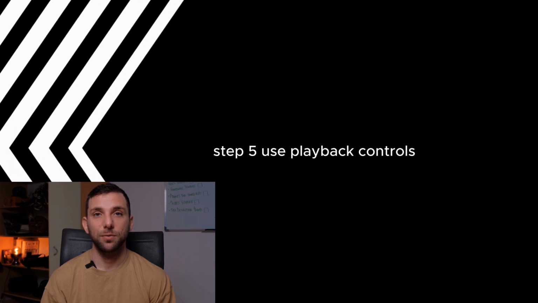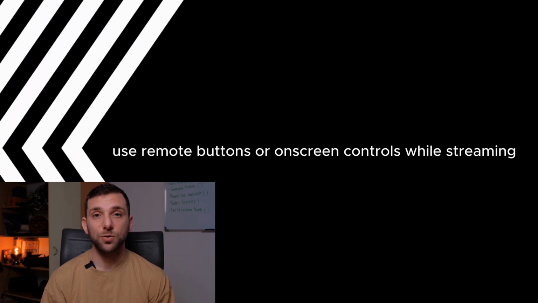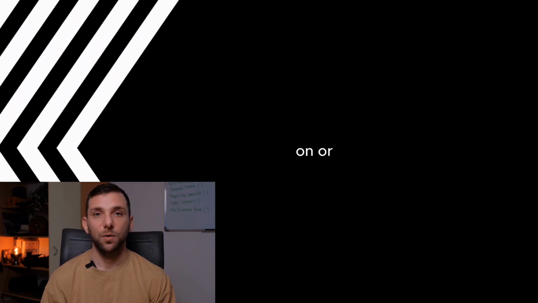Step 5. Use playback controls. Pause, rewind, and fast forward. Use remote buttons or on-screen controls while streaming. Enable closed captions (CC). Click the CC button during playback to toggle captions on or off.